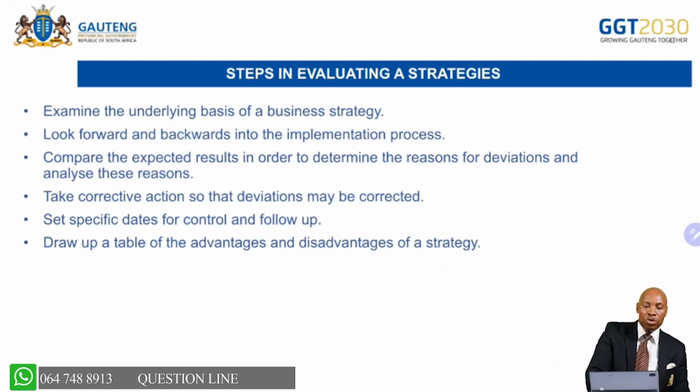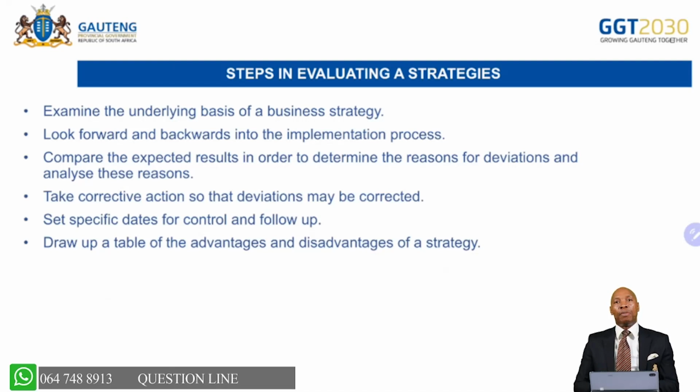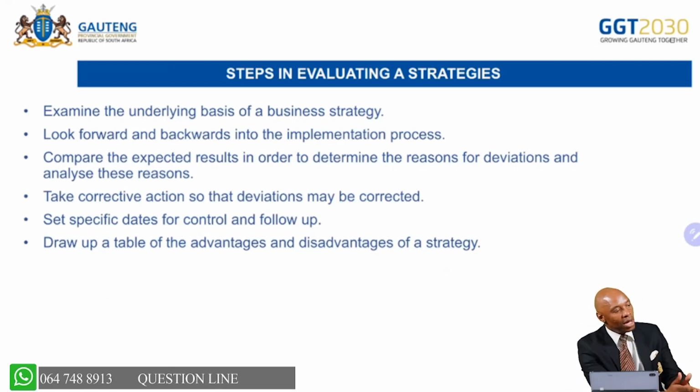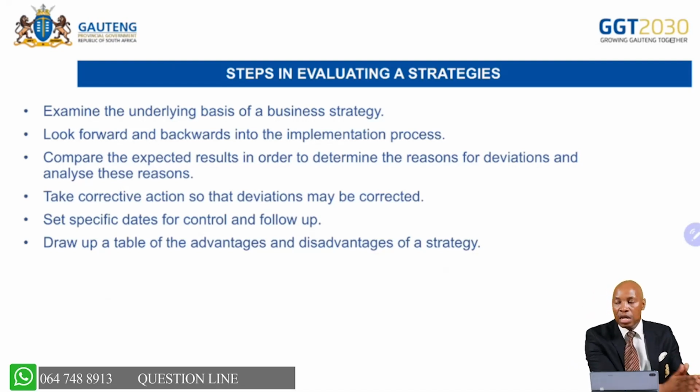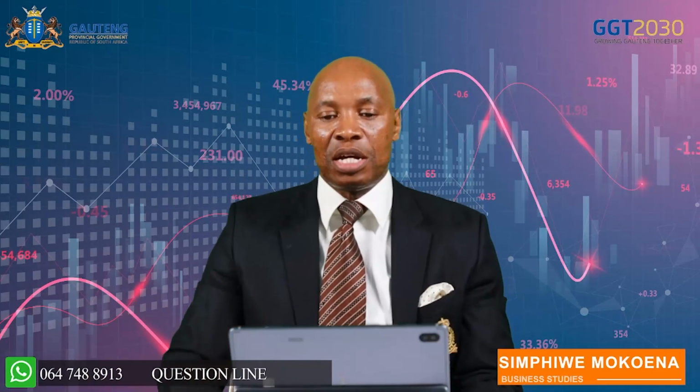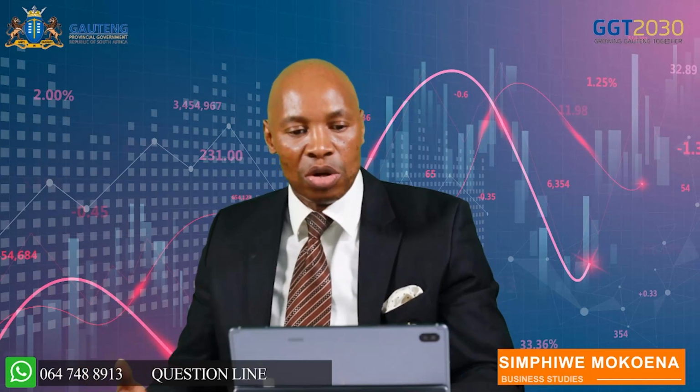Now, you need to look forward and backward into the implementation process. Remember, in the business that I came up with, Pure Manufacturers, we said they are doing the strategic management process because their objective is to increase their profit by 5% in the coming 6 months. Now, it's important that you look, where were you? Yes, in January, we were at 5%. Now it is December, we are at 3%. Therefore, it means the strategy that we have implemented is not working.